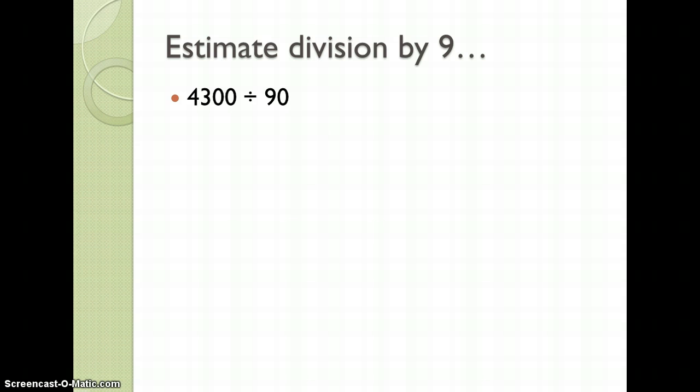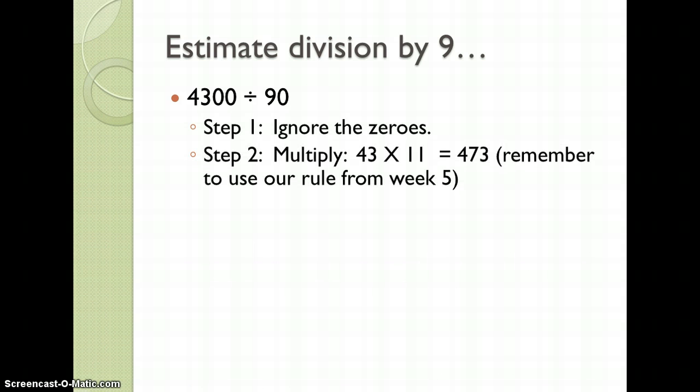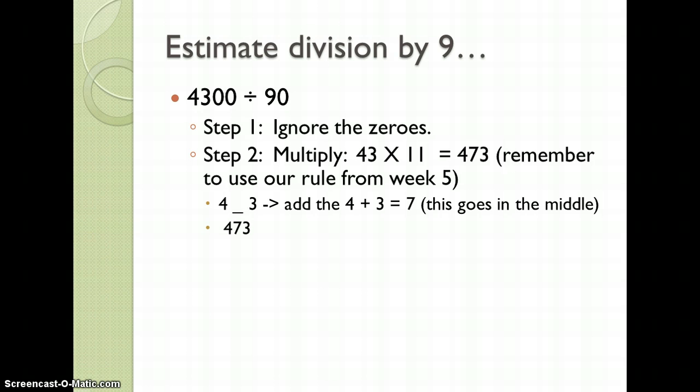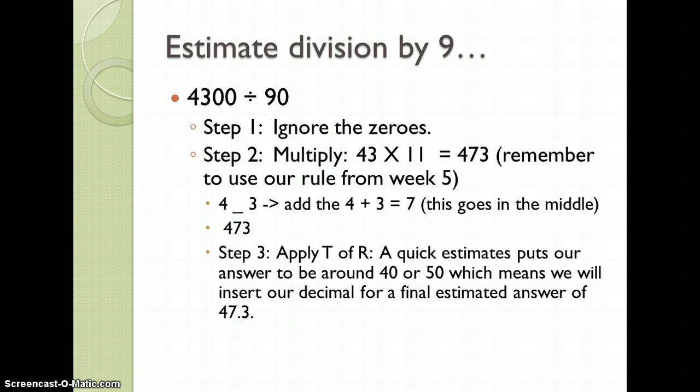4,300 divided by 90. Ignore the zeros. Multiply 43 times 11, which is 473. Remember to use our rule from week 5. The steps are as follows. We have the 4 underscore 3, so a space. Add the 4 and the 3, which is 7. This number goes in the middle for 473. Step 3, apply the test of reasonableness. A quick estimate puts our answer around 40 or 50-ish, which means we'll need to insert our decimal for a final estimated answer of 47.3. The true answer is about 47.78 when it's rounded.